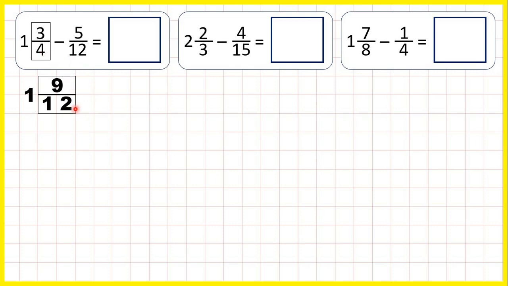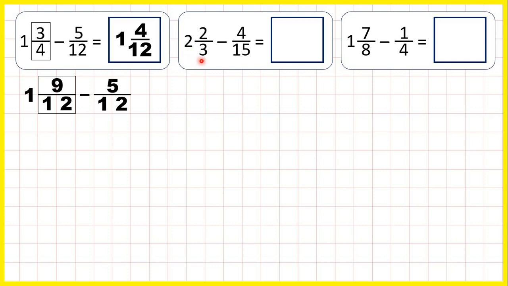4 times 3 is 12, and what we do to the denominator, we need to do to the numerator as well. So 4 times 3 is 12, 3 times 3 is 9, so we have our equivalent fraction. And we're subtracting 5/12. Now I like to subtract the fractions first. 9/12 minus 5/12 is 4/12, because our denominator stays the same, and 9 minus 5 is 4, and we still have our 1 whole because we're not subtracting any whole numbers. So our answer is 1 4/12.